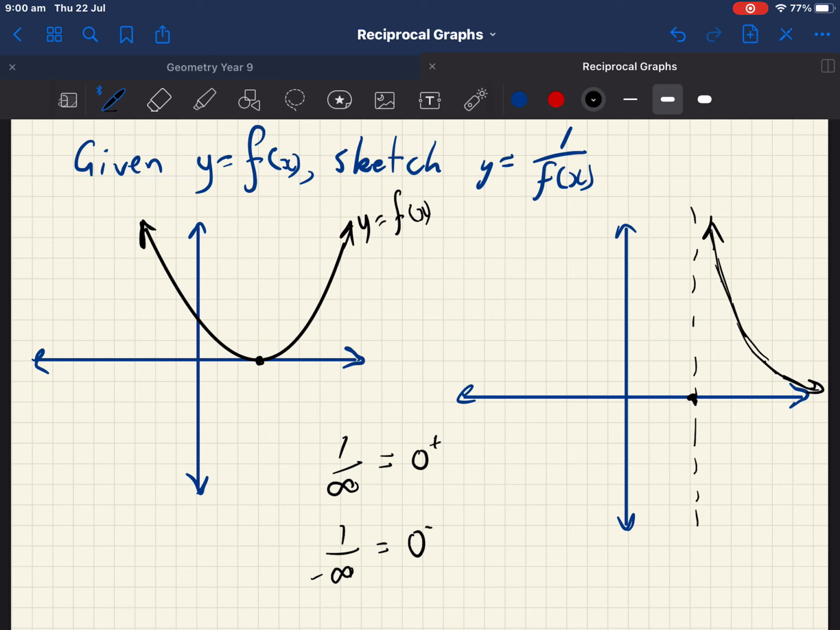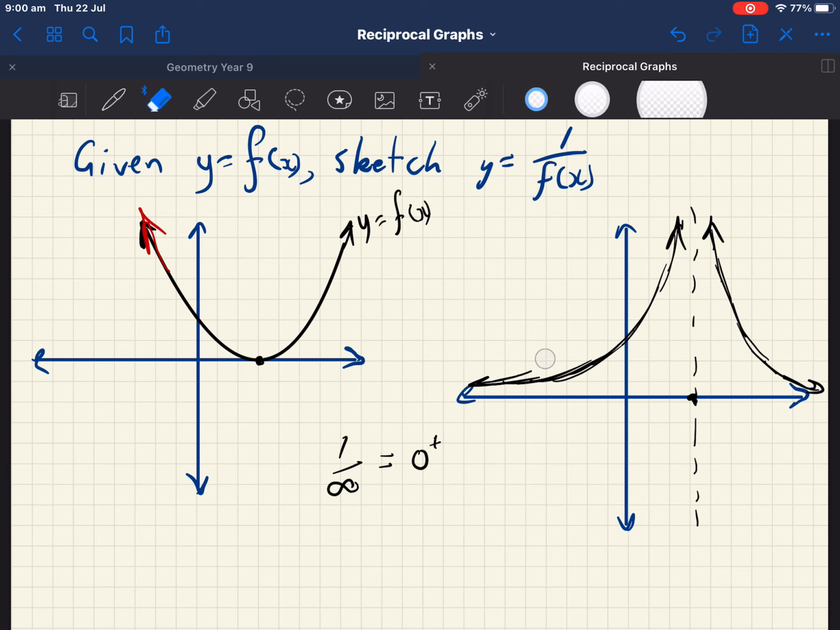If f of x was going down to negative infinity, 1 over an infinitely large value would still be 0, but it would be coming from the negative end, which is what I was illustrating there. Looking at this other side, you can see f of x is again heading off to positive infinity, meaning the reciprocal is going to be heading down to 0 from the positive end. And that's that one done.